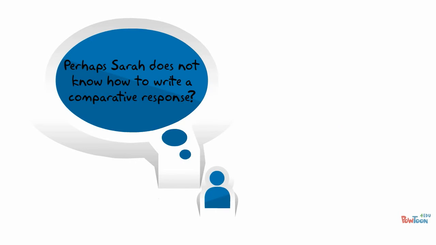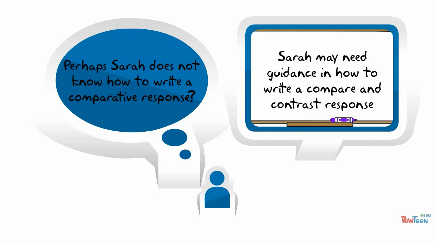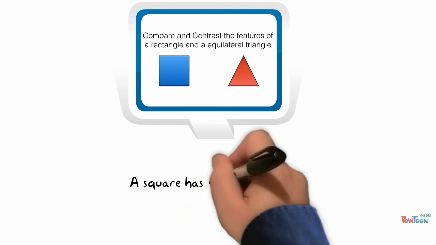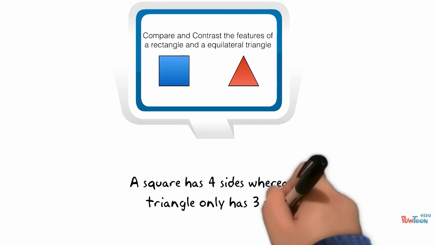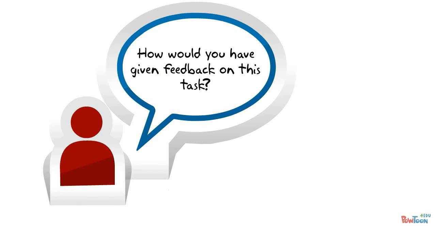On the other hand, it could be that Sarah does know what compare and contrast means, but Sarah needs specific feedback and guidance in how to write comparatively. For example, a square has 4 sides, whereas a triangle has 3. How would you give feedback to Sarah on this task?